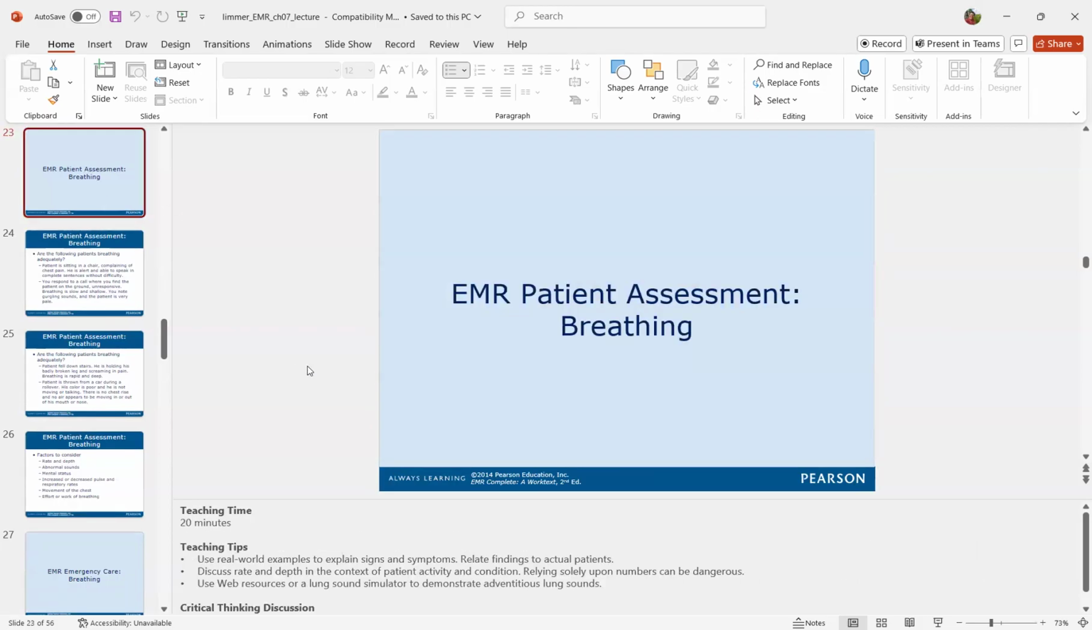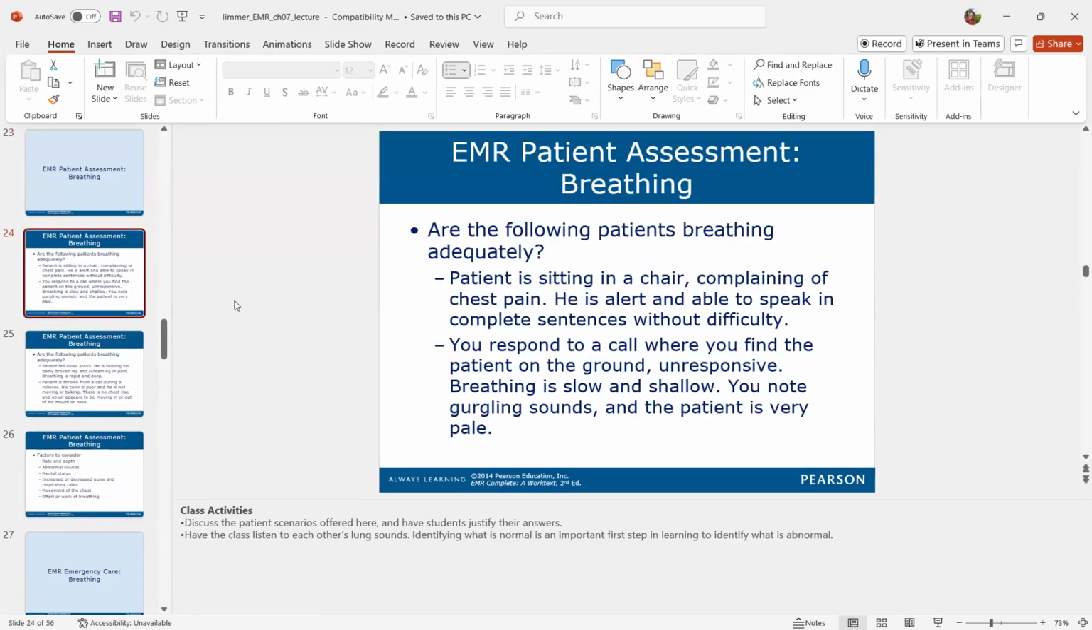All right. Patient assessment, breathing, some examples. So asking stuff like, are the following patients breathing adequately? Patient is sitting in a chair, complaining of chest pain, they're alert, they're able to speak in complete sentences without difficulty. I would think that that person probably has an adequate airway.